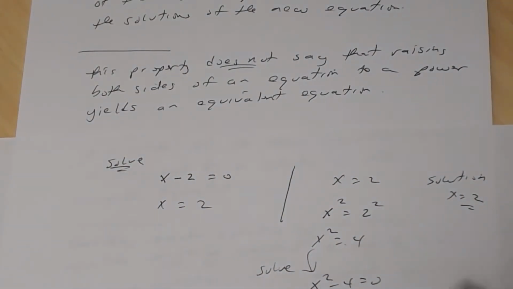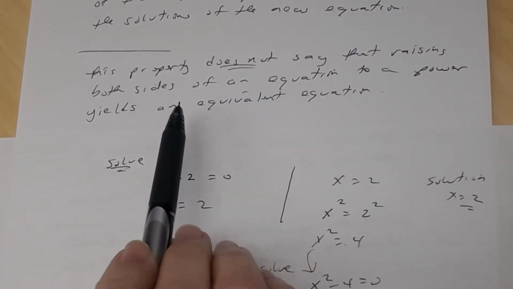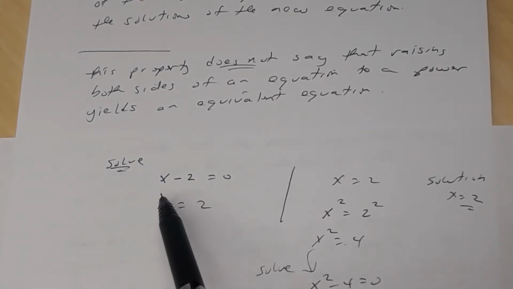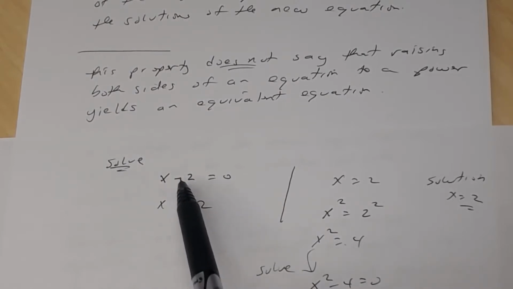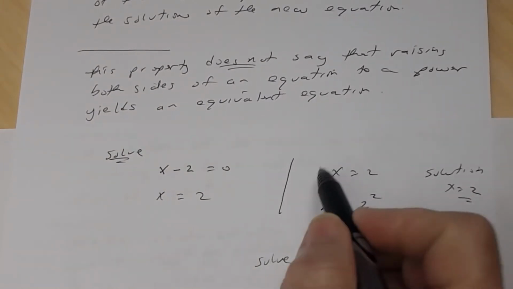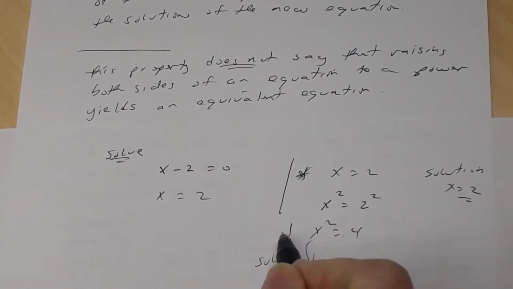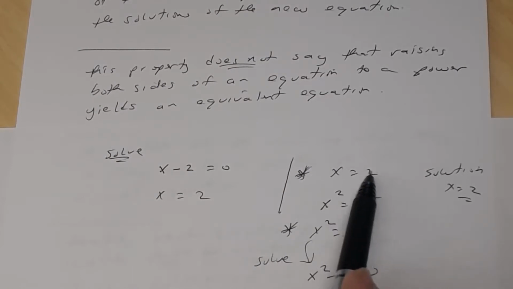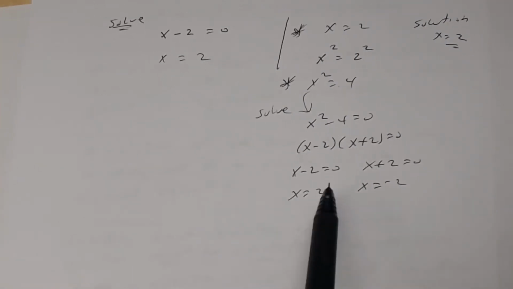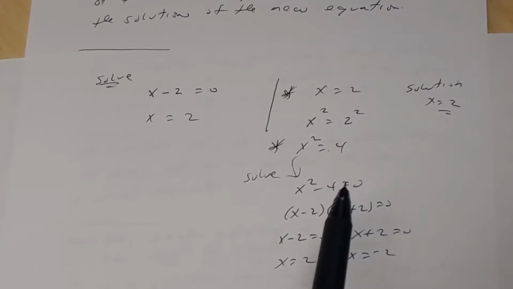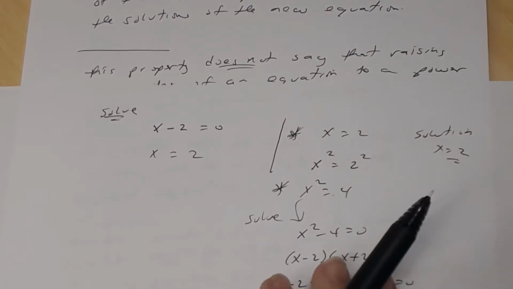This property does not say that raising both sides of an equation to a power yields an equivalent equation. So remember right here, these two equations are equivalent. The solution to this equation is the same as the solutions to this equation. So those are equivalent. This equation right here is not equivalent to this equation because the solutions are not identical. The solution here is 2, but here there are 2 of them, 2 and negative 2, so they're not equivalent. So remember, equivalent equations have the same solutions.